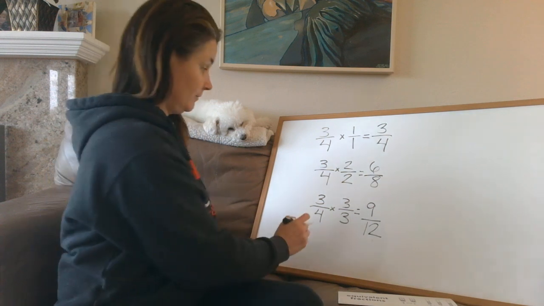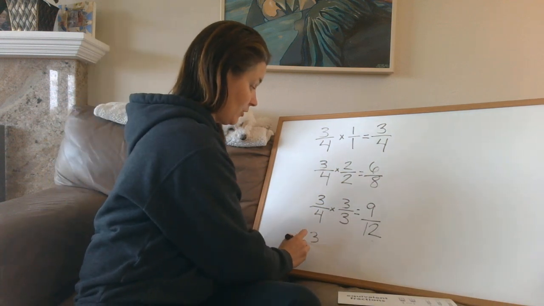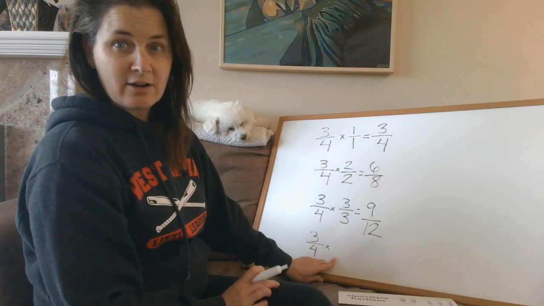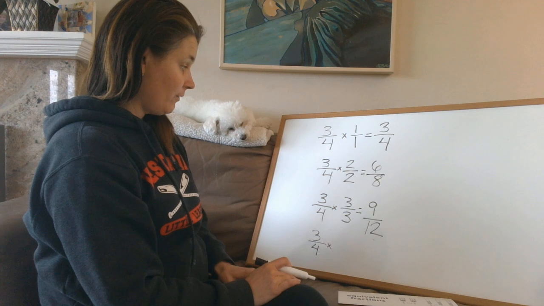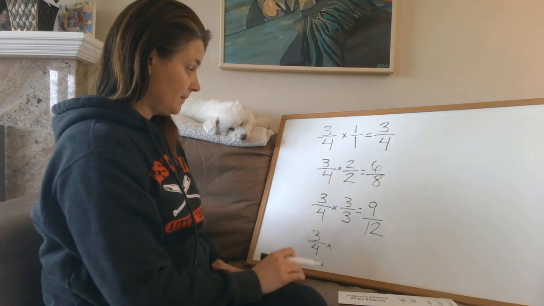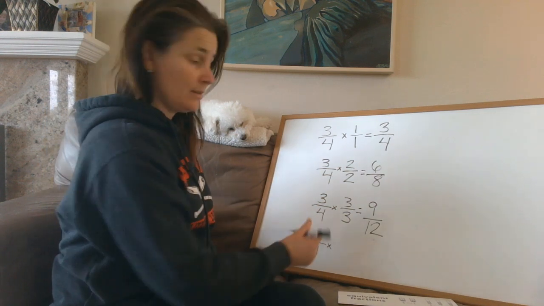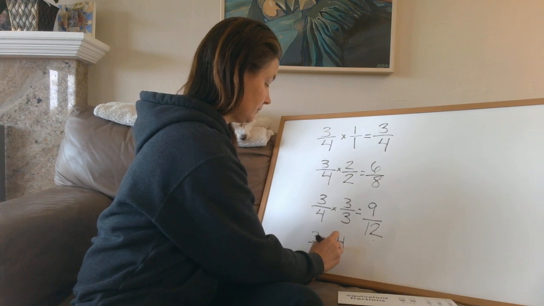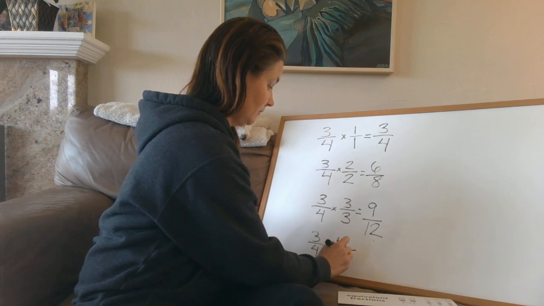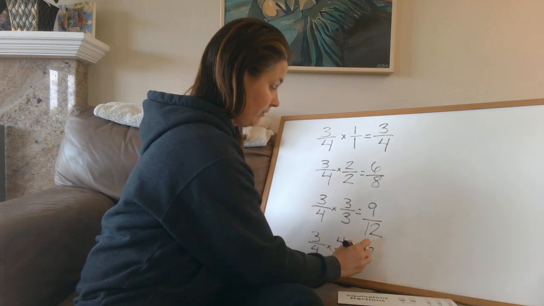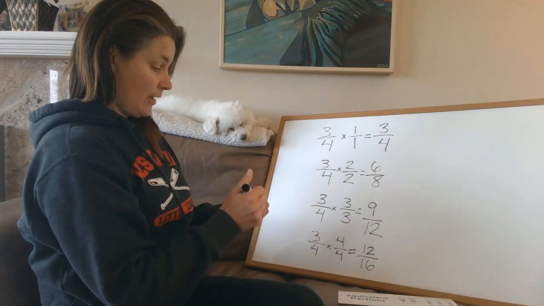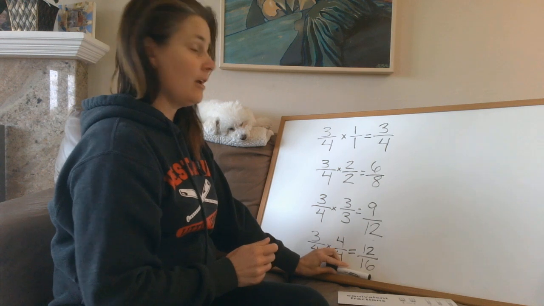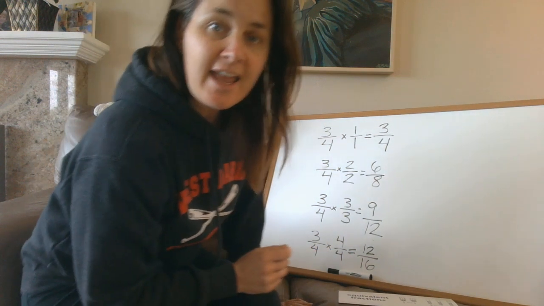One more. Pick whatever you want to be your whole, as long as the numerator is the same as the denominator, then that's 1 whole. So 3/4 times, should we say 4/4? Why not? 3 times 4 is 12, and 4 times 4 is 16. So that is your mini lesson on equivalent fractions for today.